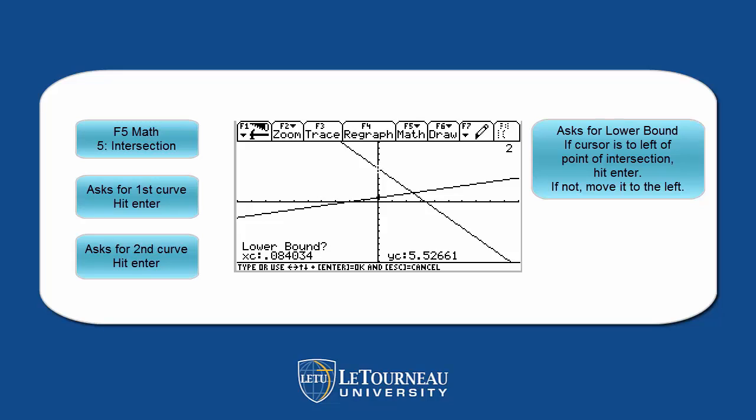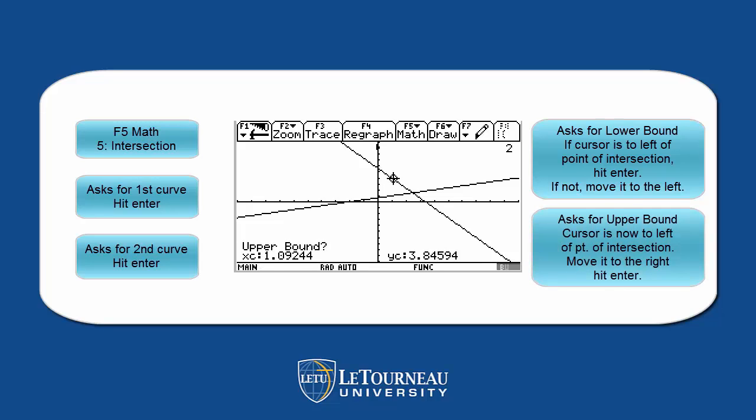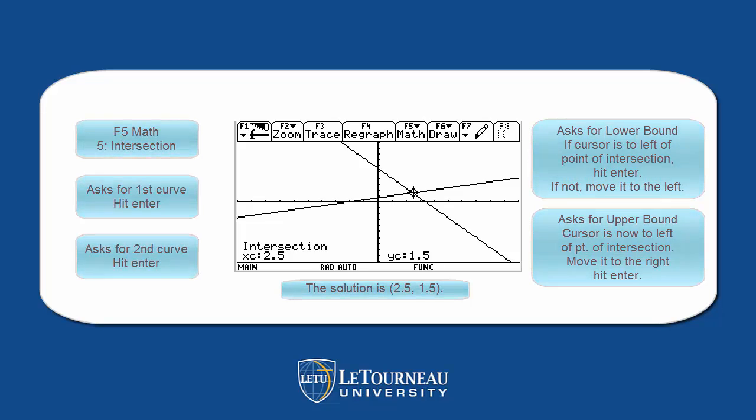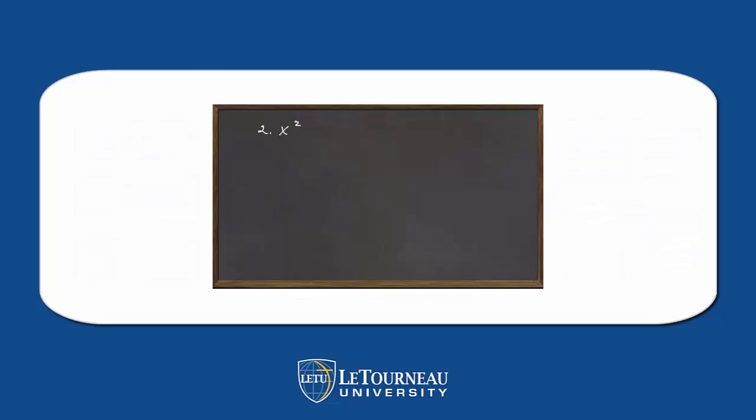All right, it's going to ask you for a lower bound. Please notice, this is a point to the left. Then we have to use our arrows and get down here to the right for an upper bound. Hit enter, and it's going to find that point of intersection. So the solution in this case is 2.5, 1.5. The calculator really helps us on this. Let's look at another example.